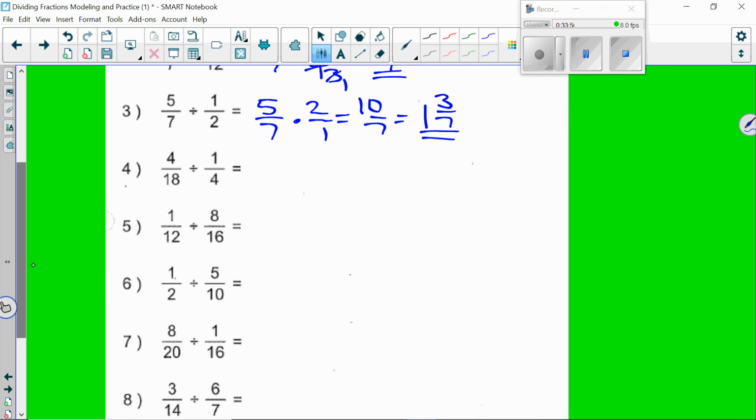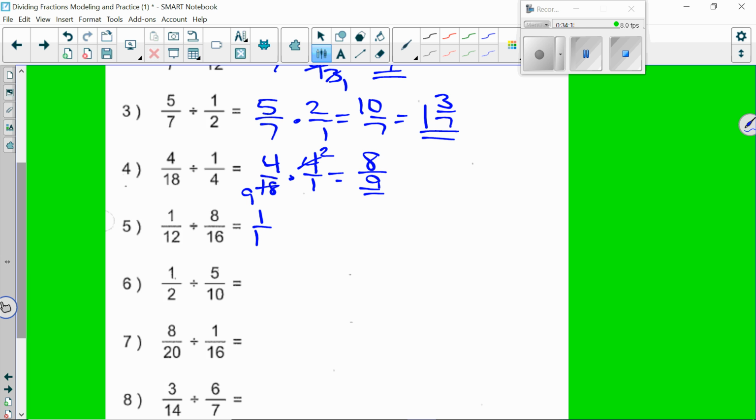Our next one, keep, 4/18, change the times, flip, 4 over 1. Remember, I cannot do 2 reductions on top, guys. It always has to be 1 on top and 1 on bottom. So the only one I can really do is 2. Gives me a 2 here and a 9 here. 9's not going to go to a 4 or a 2. 4 times 2 gives me 8. 9 times 1 is 9.